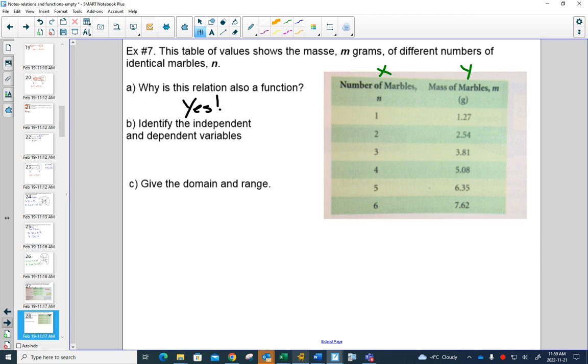But why is it a function? That's a good point. No x value is listed more than once. I'm going to write that on the test.